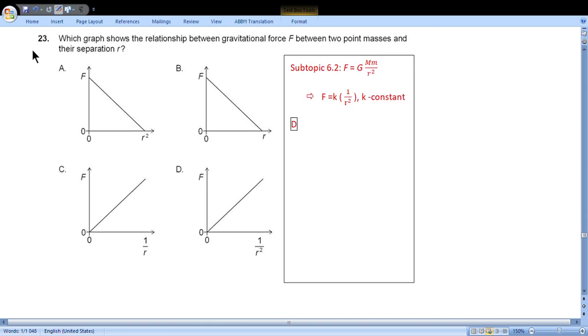Question 23. Which graph shows the relation between the gravitational force between 2 point masses and separation? So subtopic 6.2 formula. GMm can be replaced by a constant, so we have force equals constant times some variable. They are directly proportional, so it is a straight line through the origin, so it is D.